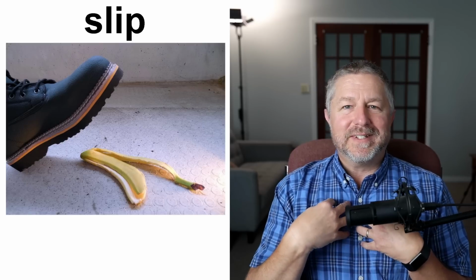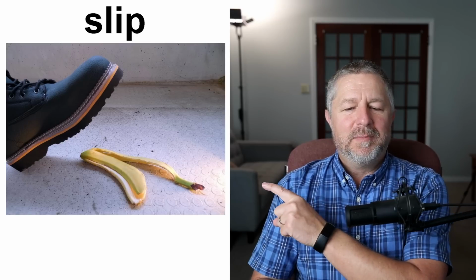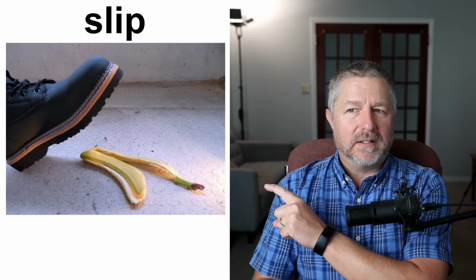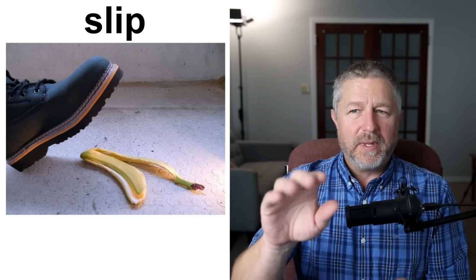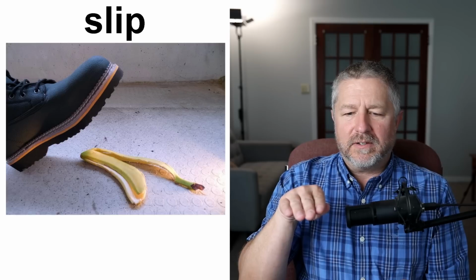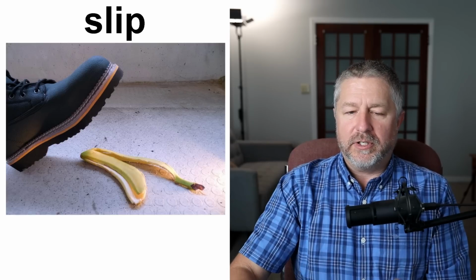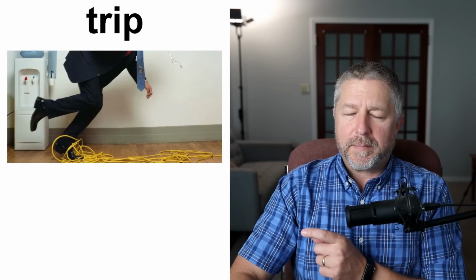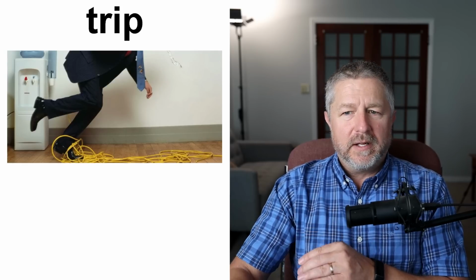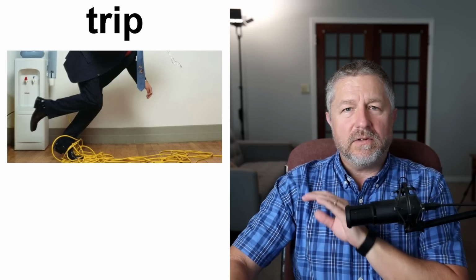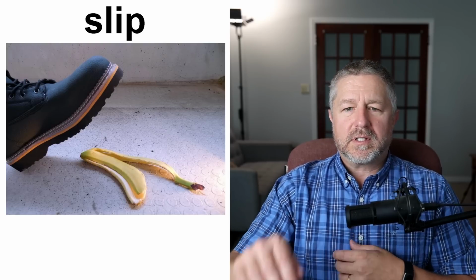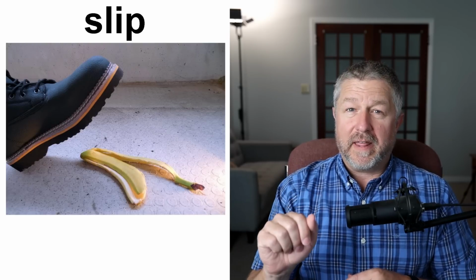I don't know how often this actually happens in life, but when you step on something like a banana peel, or when you step on ice, you can slip. When you slip, it means that your feet kind of come out from under you. It's different than a trip. When you trip, there's something in front of you that your foot gets caught on and you fall forward. When you slip, it means you're on something that's slippery.